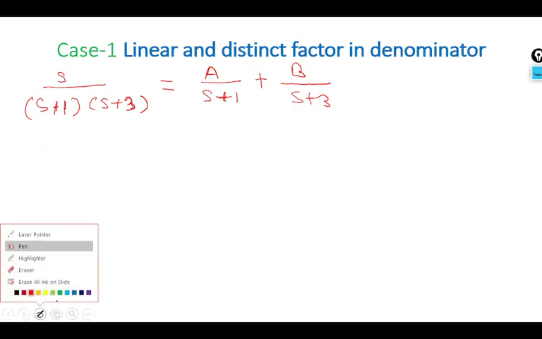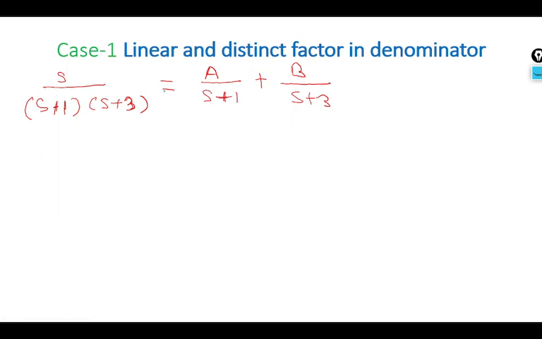In the substitution method, first we have to cross multiply this fraction. Cross multiplying (s plus 1) into (s plus 3) on both sides, we get s equal to a times (s plus 3) plus b times (s plus 1). Now to get the value of a, we should put s equal to minus 1. We have to make the other term 0. This equation is valid for infinitely many values of s, so the simplest or best value is s equal to minus 1.